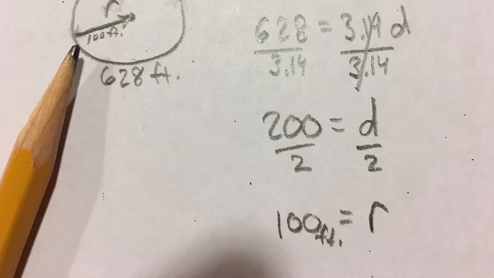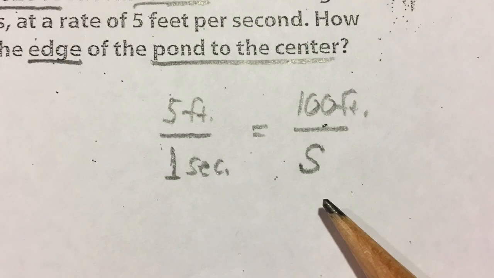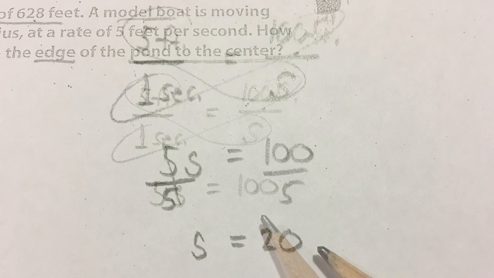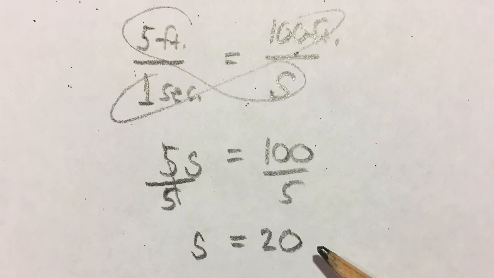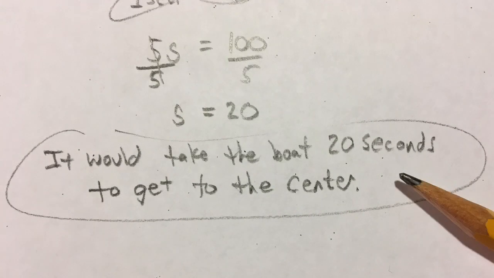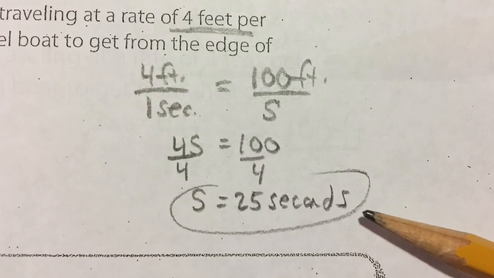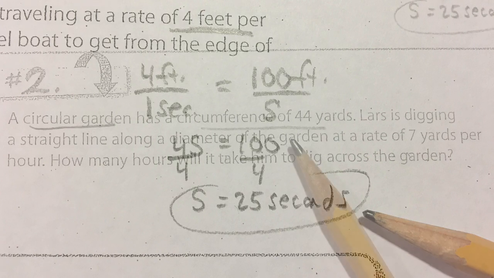Now we're going to use that 100-foot radius and the rate of 5 feet per second, set up a proportion, solve for the missing amount of seconds by using cross products, divide by 5 on both sides, and we end up with 20 seconds it's going to take for the boat to get to the center. Now we consider, what if the boat was traveling at a rate of 4 feet per second, set up a new proportion, and you find out that the boat would take 25 seconds to get to the center.